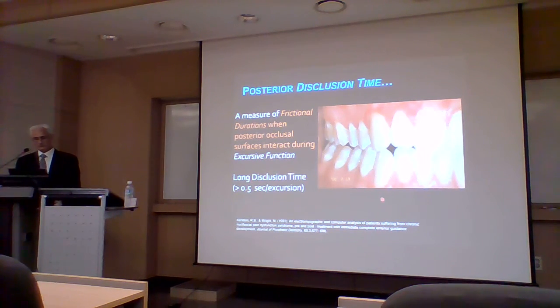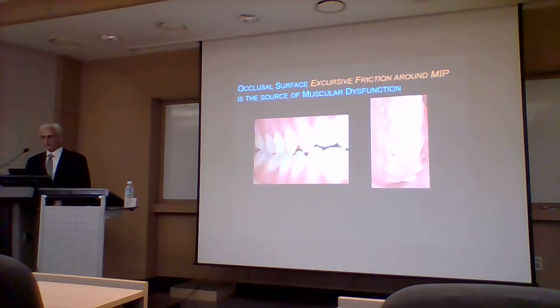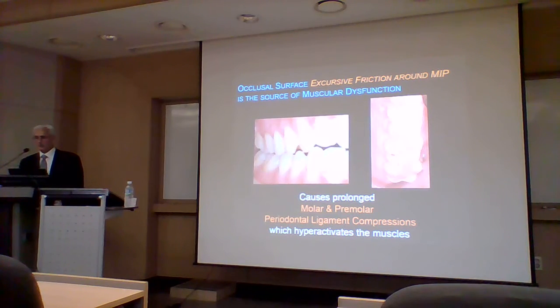So what we found was that this group function contact on the working side causes elevated muscle activity through the mechanism of the periodontal ligament. And that's the neuroanatomy that I'll talk to you about in a second.